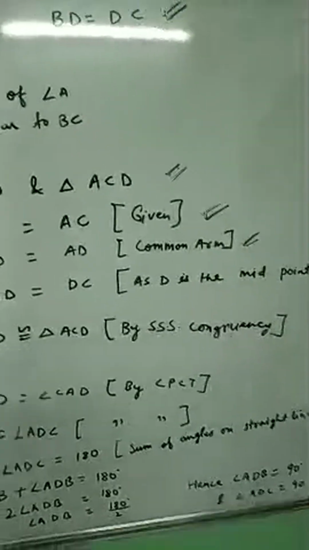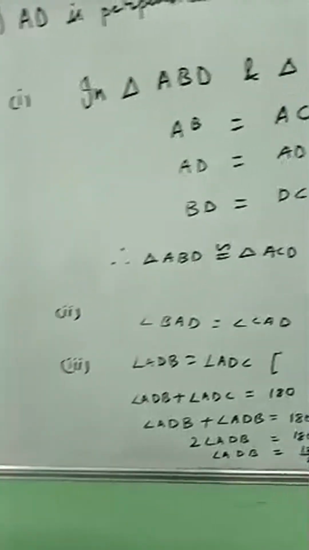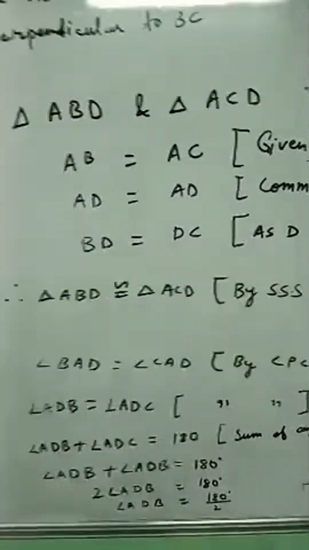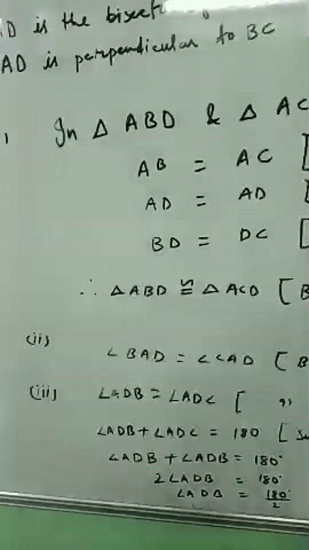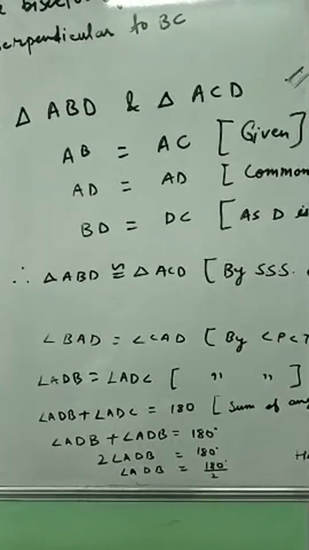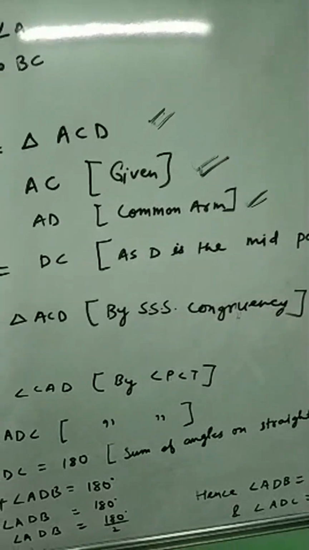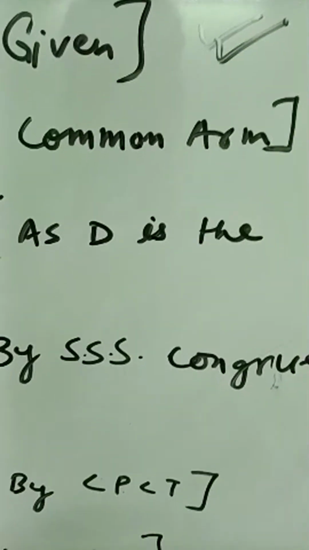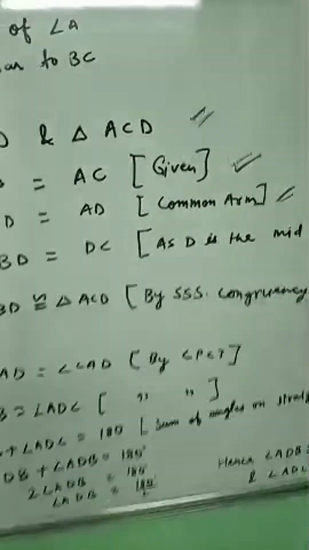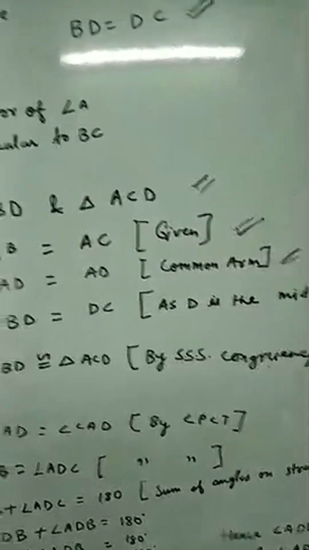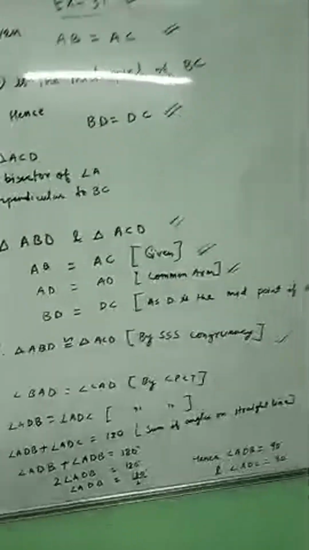So as D is the midpoint of BC, right? Now therefore the three things we require, that is the three sides, we have got. So that is why triangle ABD is congruent to triangle ACD by side congruency. So this is the required thing that we have done. So this is the first question. Till now the first question we have solved. I hope the first part is clear to you.